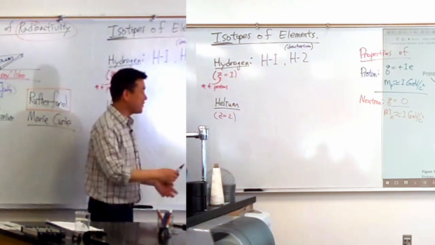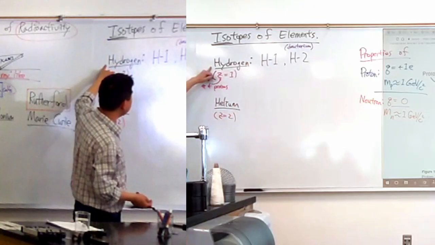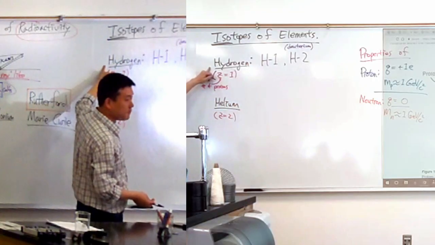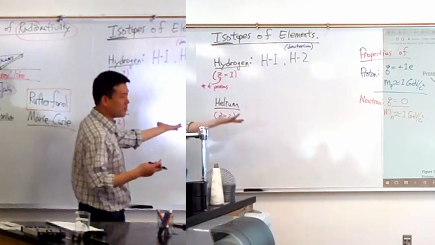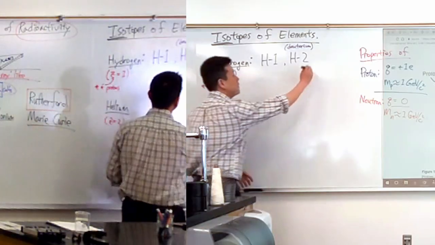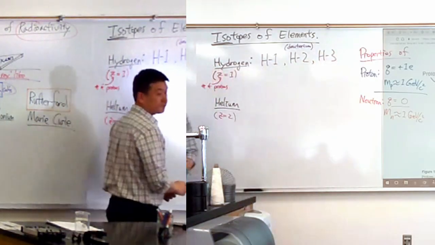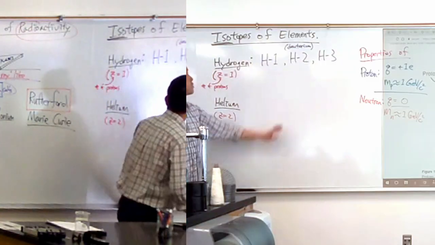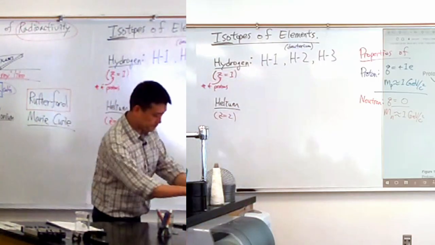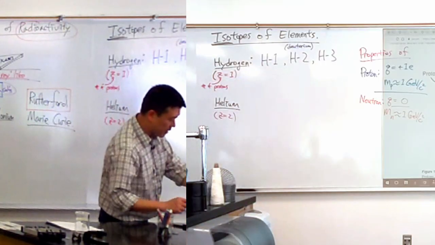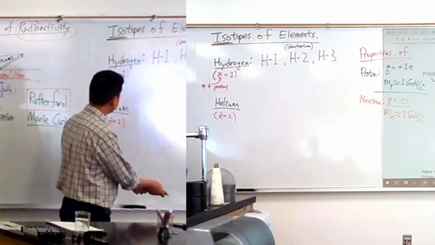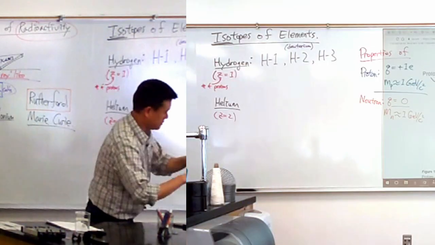It has more neutrons. And hydrogen has one more unstable but long-lived isotope, with a 13-year half-life. That's the tritium, or hydrogen-3. So these are the isotopes of hydrogen. And the two stable isotopes of helium would be these.